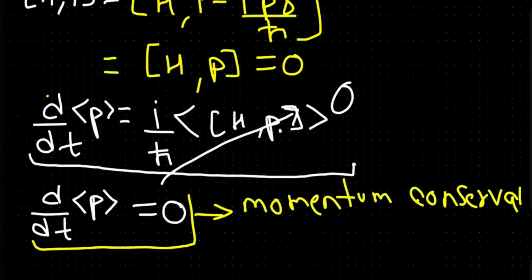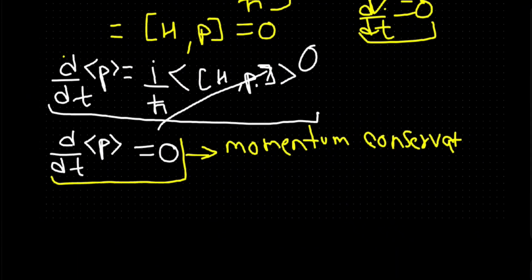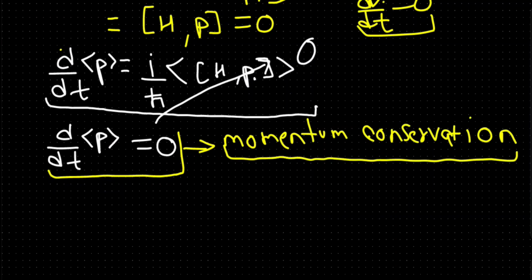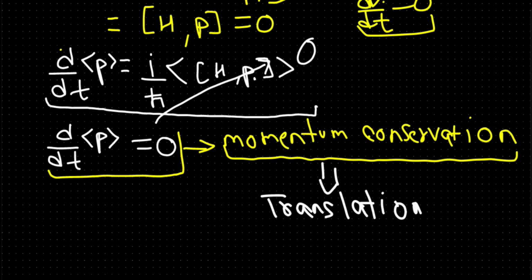Roughly you can say that in classical mechanics, suppose that velocity is constant; then when you take the derivative of the velocity with respect to time, it comes out to be 0. It means velocity is constant. Just like this, here the time derivative of the momentum expectation value is 0, and this implies momentum conservation. You can see this very important statement in Griffiths: translation symmetry implies momentum conservation.